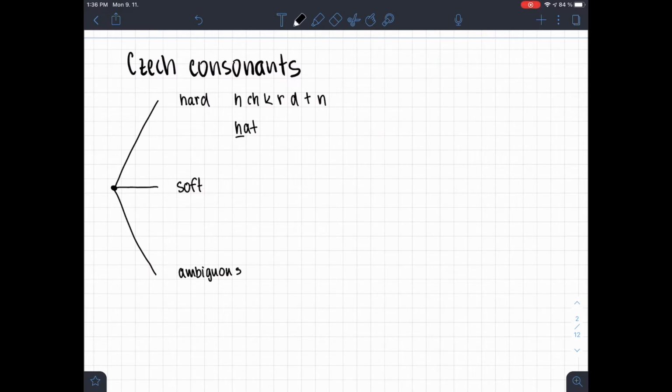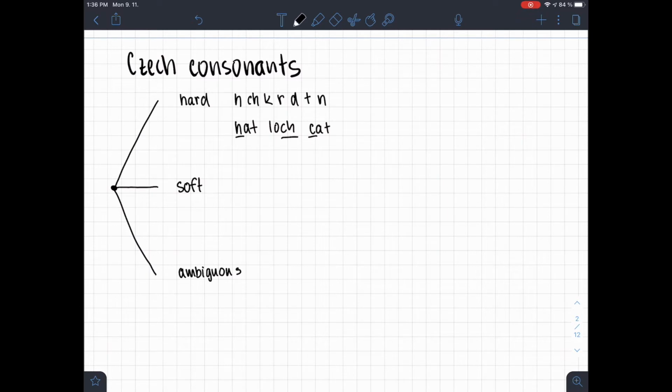H, if you remember from the previous video, it's considered as one letter and one sound in Czech. And you can find it in the word loch. K, you can almost find in the word cat, but the only difference between the English k and Czech k is that the Czech k is not aspirated. That means if you put a hand in front of your mouth, you don't feel the air coming. So the Czech versus English is k, k.